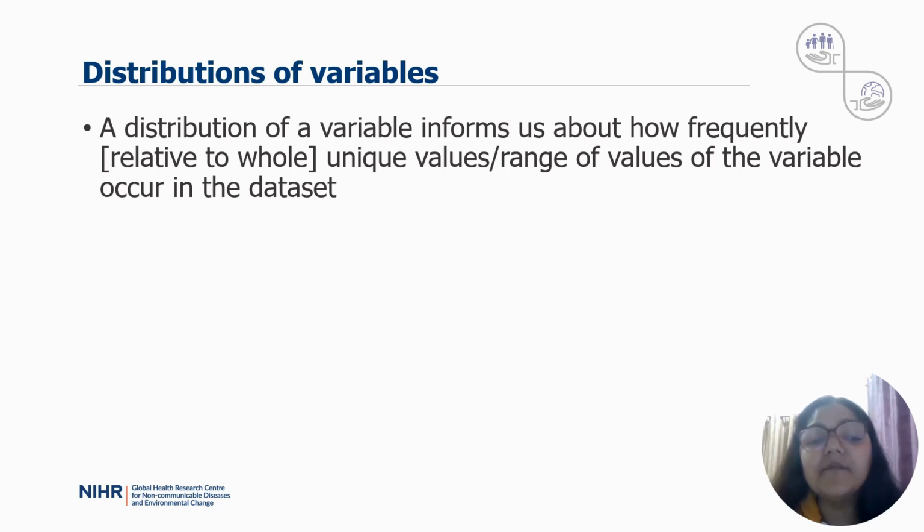Now, the second important component in understanding data so that we can apply the appropriate statistical technique is the distribution of the variable. A distribution of a variable informs us about how frequently, relative to the whole, unique values or range of values of the variable occur in the data set.